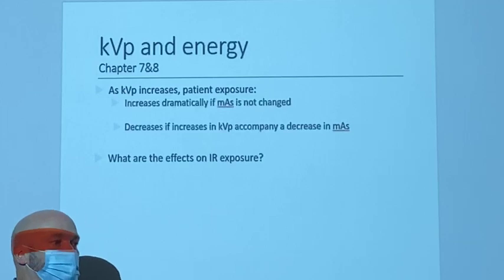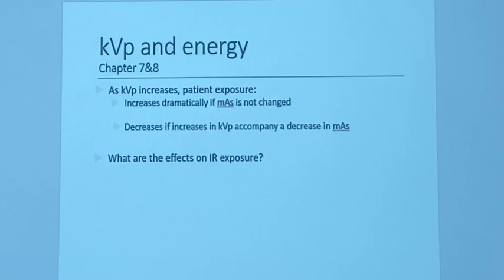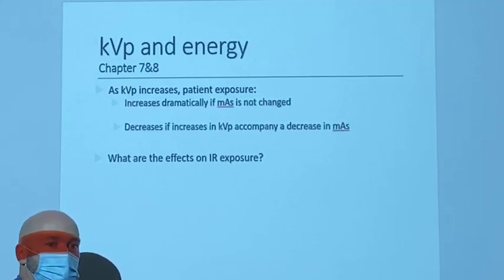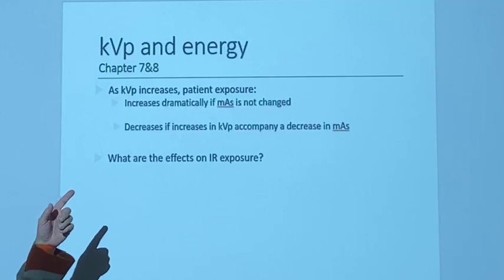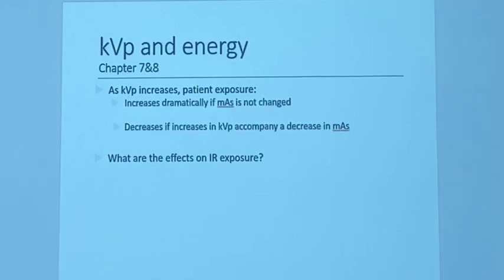If KVP goes up and mass goes down, patient dose goes down. KVP goes down, mass goes up, patient dose goes up, right? So, again, three different things to look for. One is patient dose when KVP is changed, and that's the only thing that's changed. Right? KVP goes up, patient dose goes up. If we change KVP and our mass, we increase our KVP and decrease our mass, patient dose goes down.